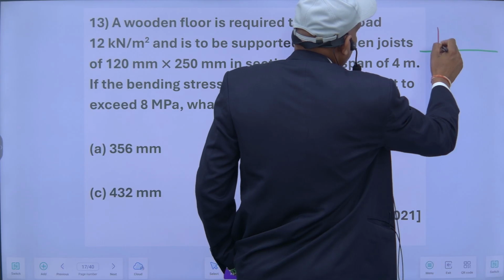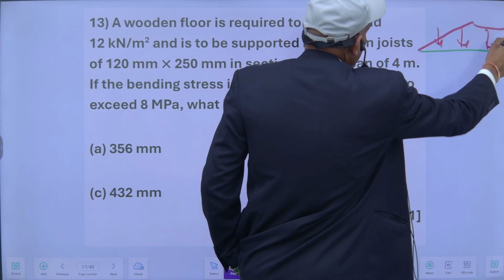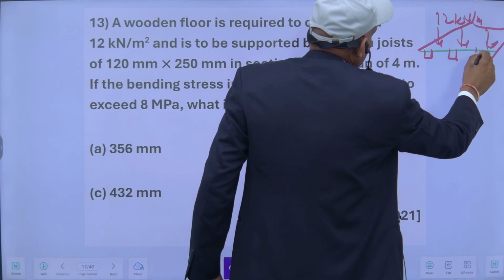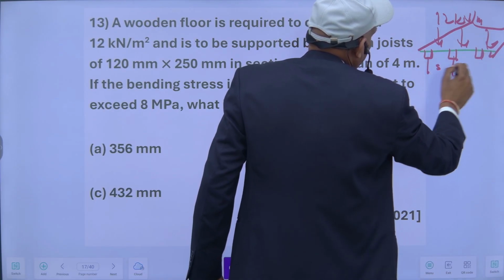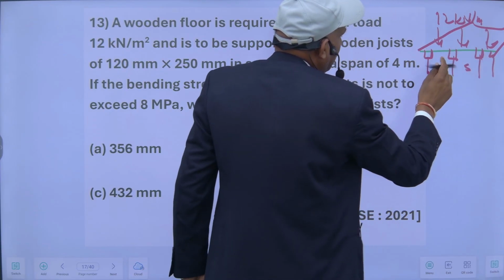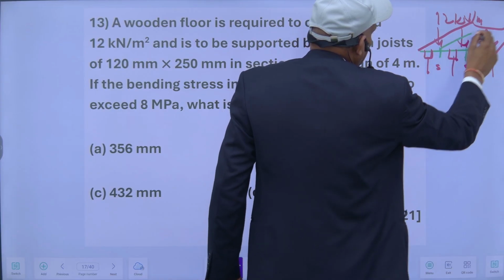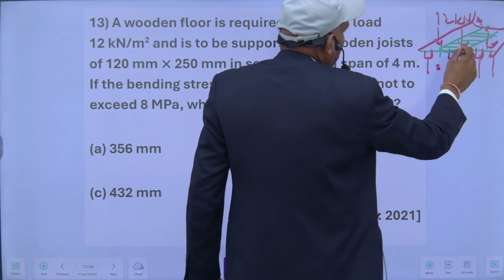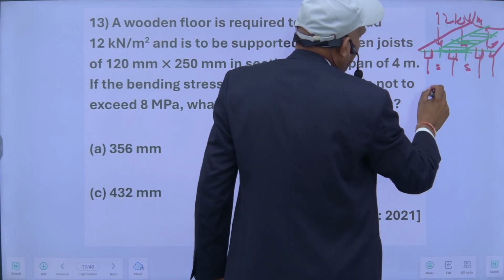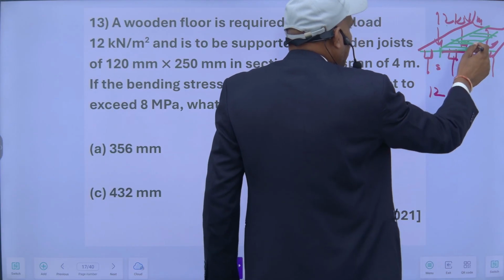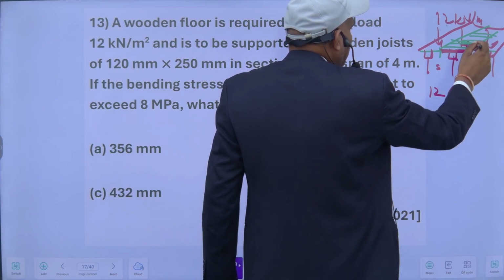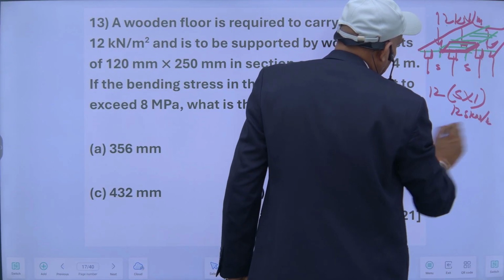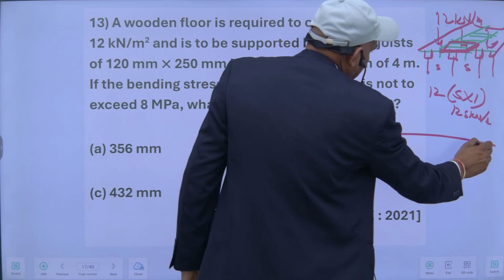So this is the floor, 12 kilonewton per meter square is the intensity, and these are my joists. This is the spacing. So the load on one joist will be 12 into S, the spacing, into 1 meter length along the length. So this S into 1 will be the intensity, 12 S kilonewton per meter.